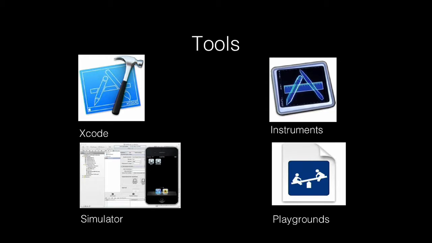What tools do you need? You firstly need Xcode, and I'll show you later how to download Xcode from the Mac App Store. Once you've downloaded Xcode, it comes with three other tools. One's called the simulator, which allows you to run a program on a software version of a hardware device. So if you don't have an iPhone or an iPad and you want to quickly test your program, you could use the simulator.